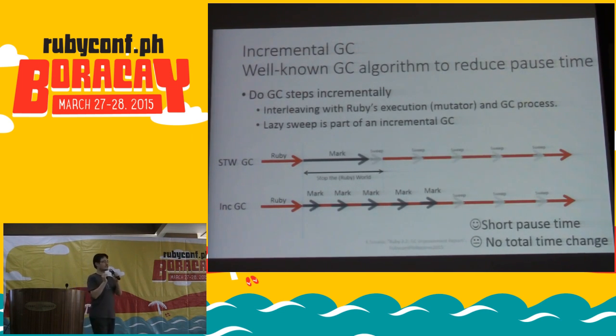Incremental GC is a very well-known algorithm to divide the marking phase. Basic GC divides the sweeping phase into several processes, but incremental GC also divides one marking phase into several marking phases. So we can say the lazy sweep is also incremental GC. So from Ruby 2.2, we can also make the marking phase incremental.